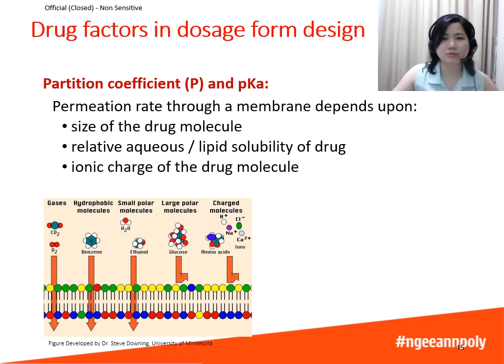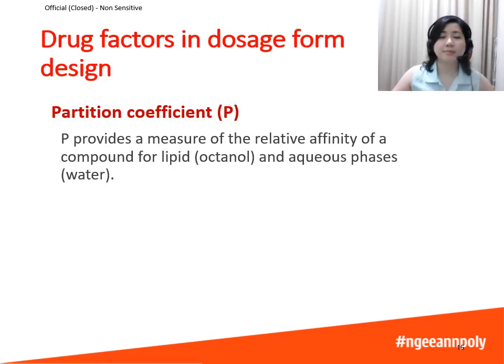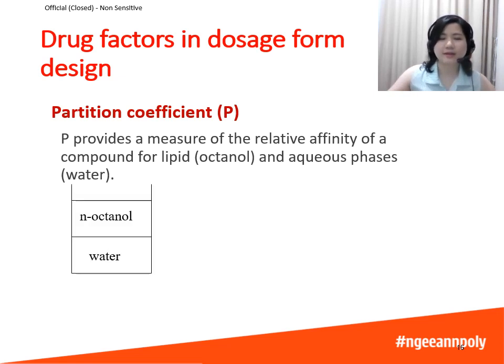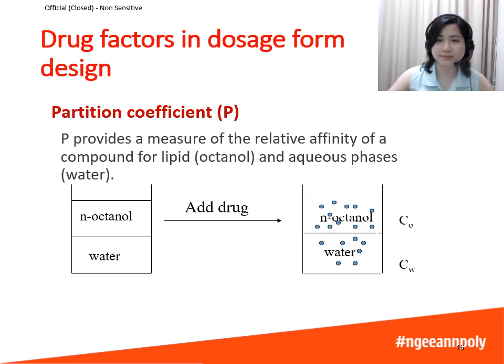Molecules that are charged would not cross lipid membranes easily. The partition coefficient, or P, measures the relative affinity of a compound for the lipid versus aqueous phase. N-octanol is used as a lipid and water is the aqueous phase. The drug is added and shaken together with the N-octanol and water. Then the concentration of the drug in the N-octanol phase and the concentration in the aqueous phase is measured.